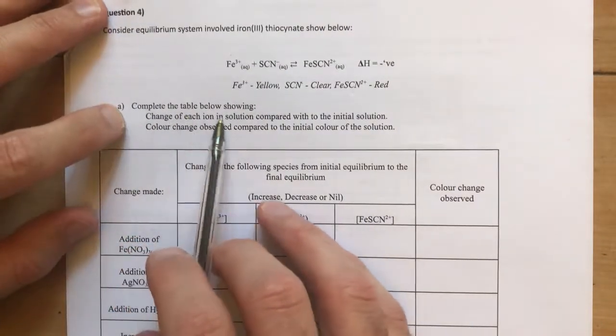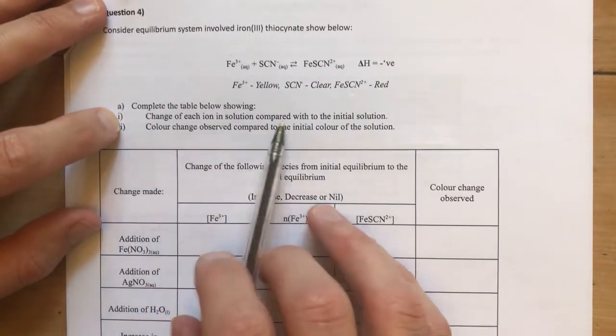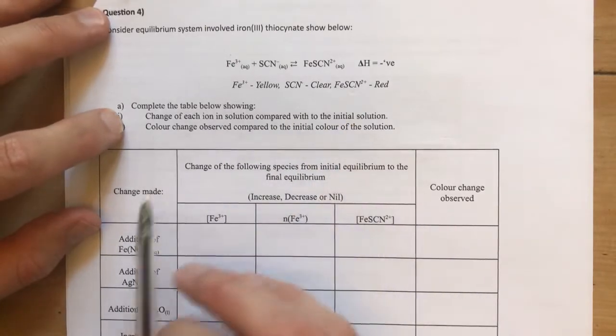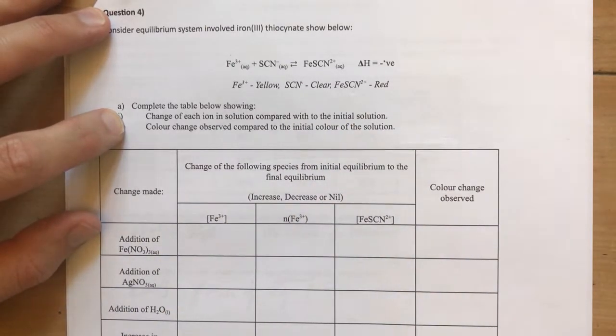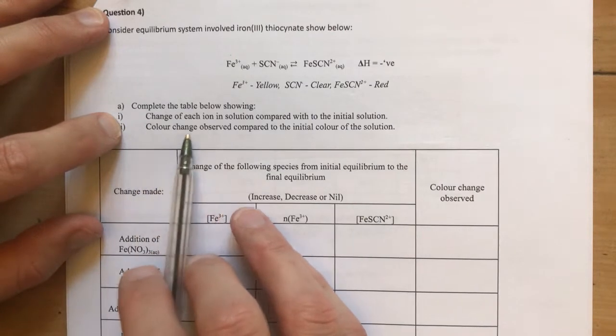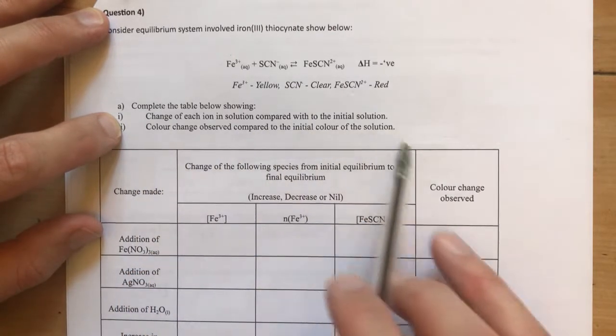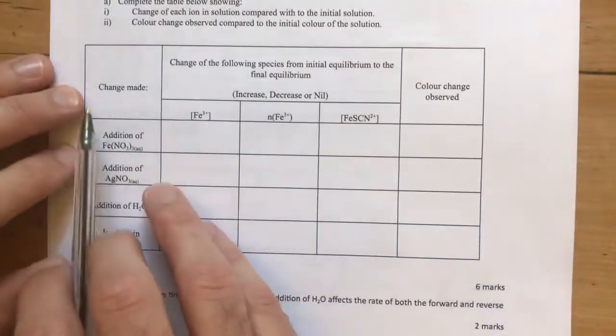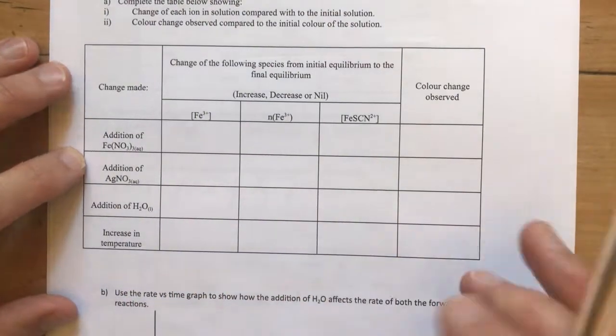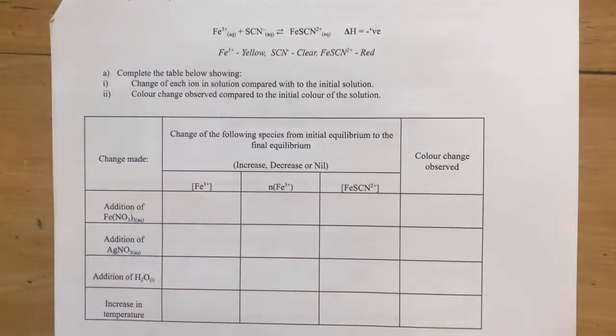Complete the table below showing the change for each ion solution compared with its initial state. So when a system reaches equilibrium again, what's the difference? And also the color change observed compared to the initial color of the solution. So we've got our changes made here, and here's our system, our species here. With these, we need to always talk about what happens initially, what does Le Chatelier say was favored, and then how does that work as a group.